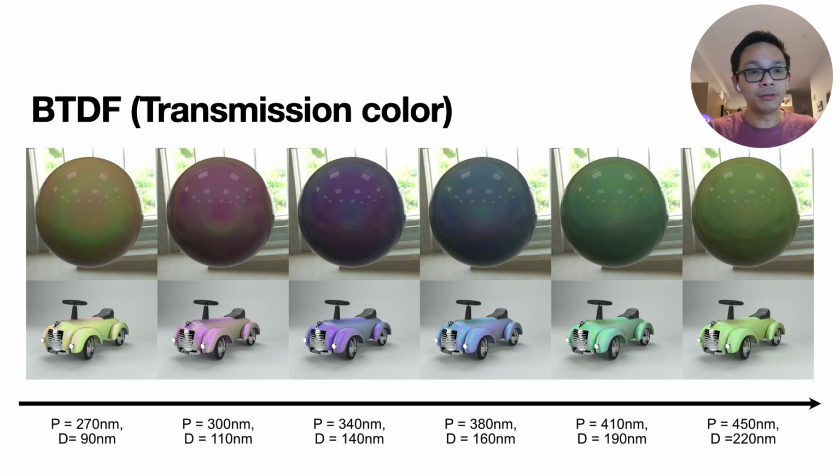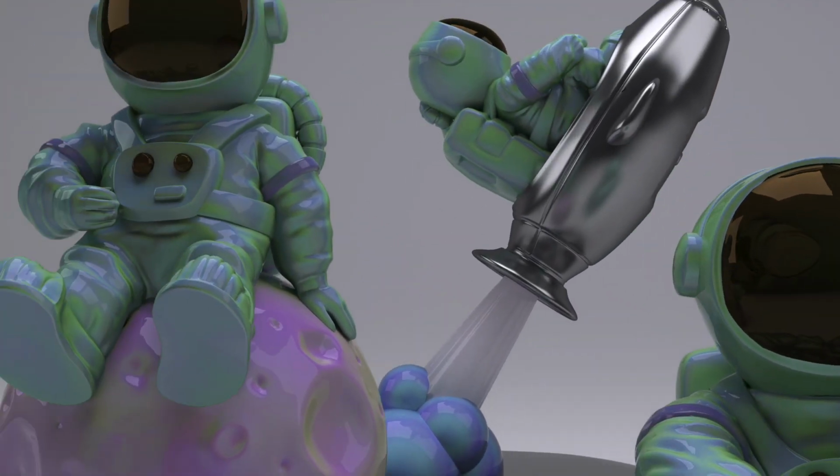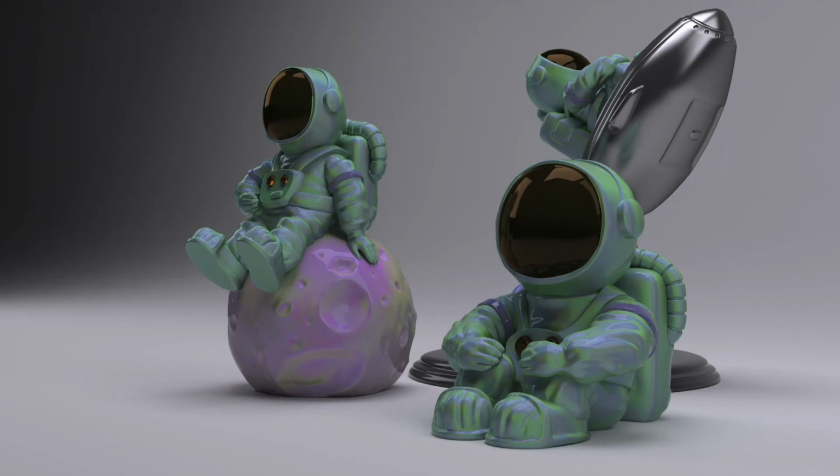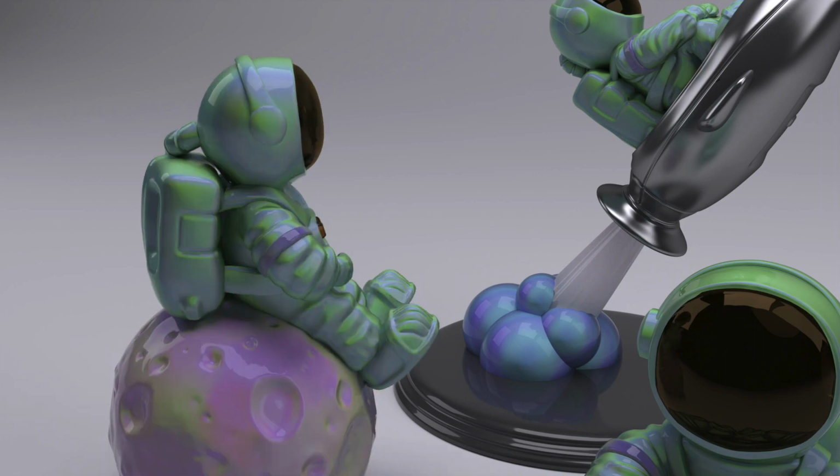Similarly, for the transmission colors, we can see the color change with the change of periodicity and diameters. We can see that the colors are also very bright and saturated. For the next one, we're going to showcase a short video clip rendered in the studio and see how the color changes here.